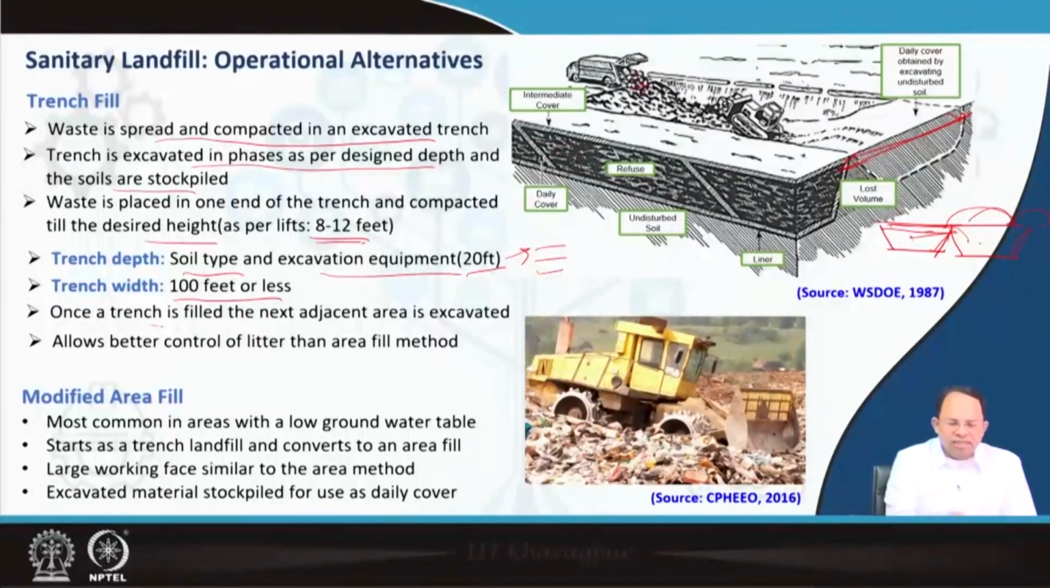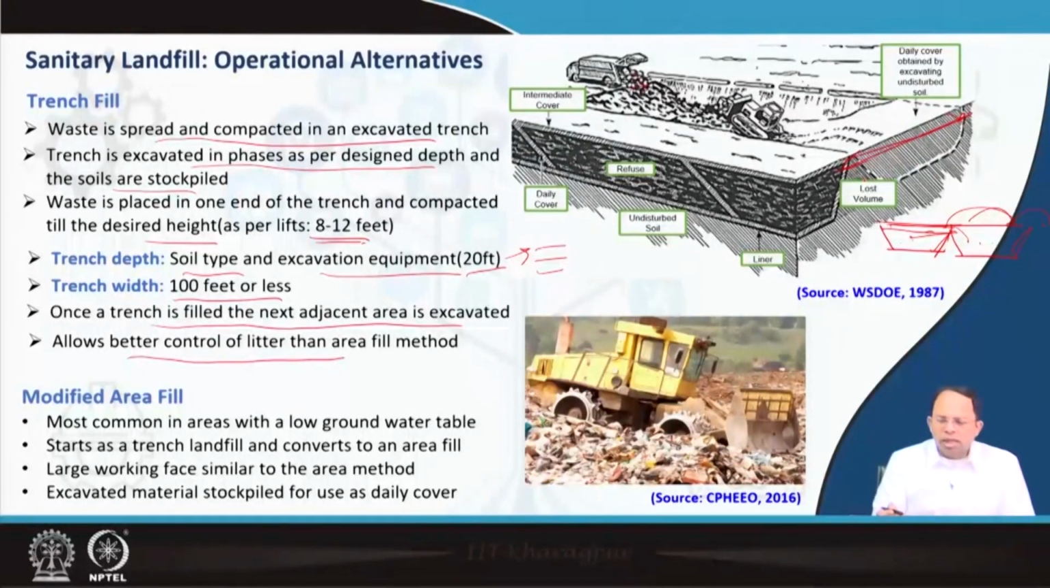And once a trench is filled, the next adjacent area is excavated. As you can understand, this is a method where we are creating a hole in the ground, and automatically it allows better control of litter than the area fill method. In the area fill method, when wind comes, a lot of pollution happens, dust and litter, garbage can spread over an area, whereas in this particular case, it's a bit more protected. But this also has some negatives. If there is rainfall, there may be chances of water logging and all. So that's a big problem. So usually we don't find it in our country.